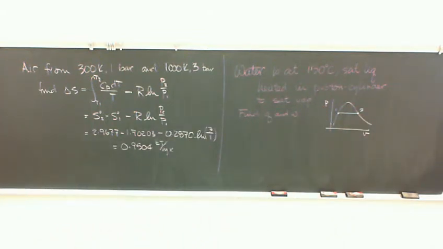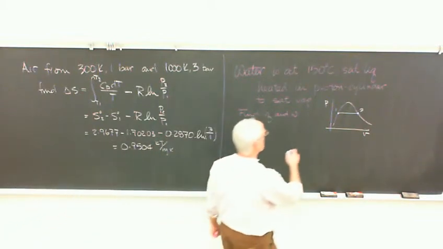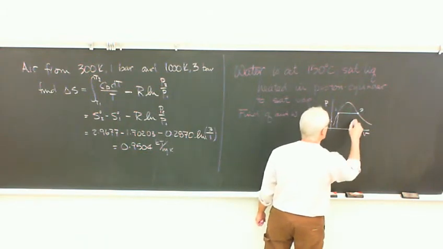What's the area under a process line on a PV diagram? That's the work. So there's the work there. You can find those parts.